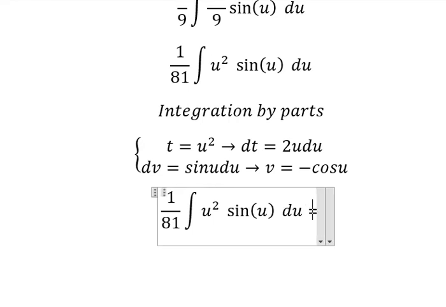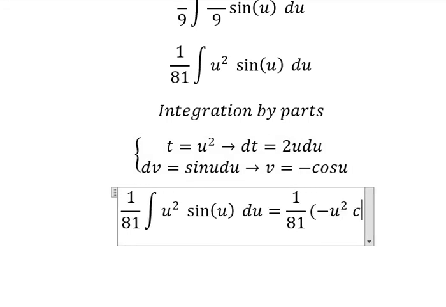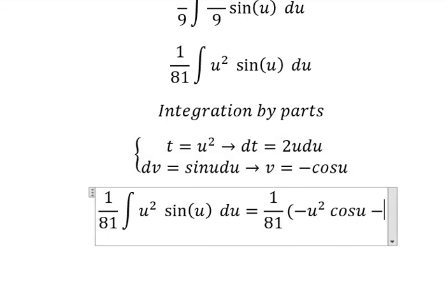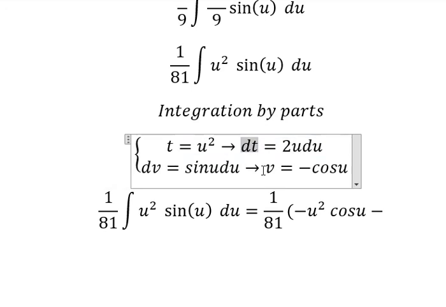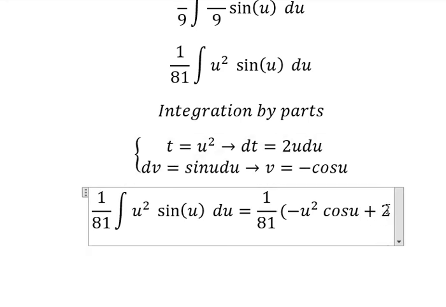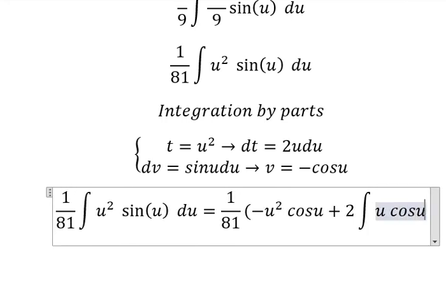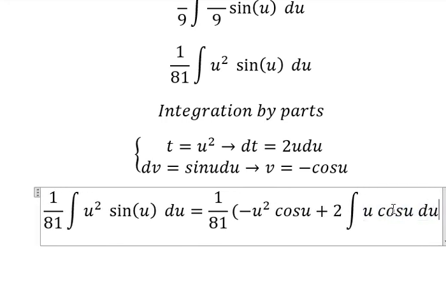So we have t multiplied by v, so we have negative u square cosine u minus dt multiplied by v. So negative with negative, we have positive, and we have number 2 I will put in here. So we have the integration of u cosine u du.